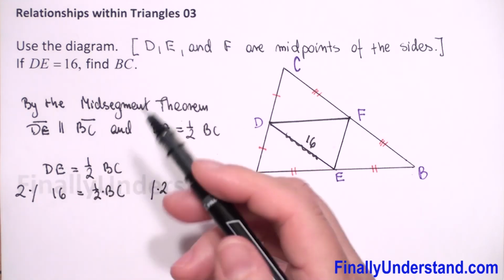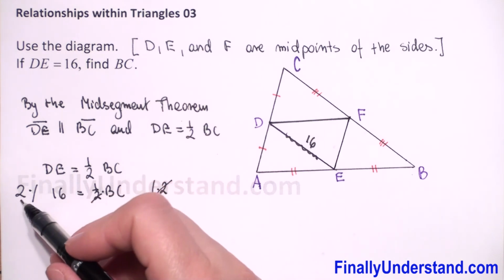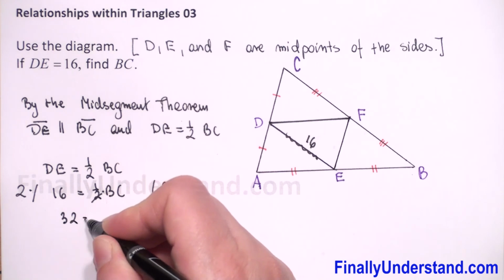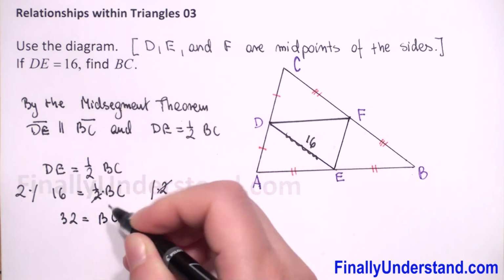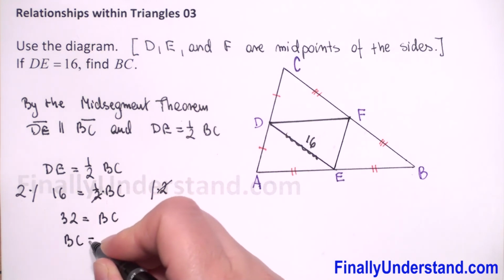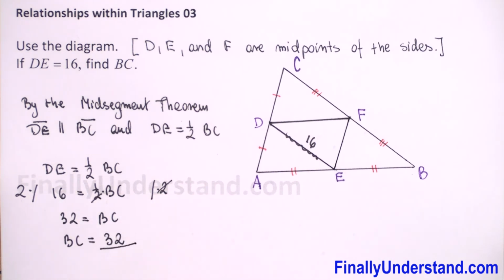So 2 and 2 we can reduce, and we have 2 times 16 is 32, equal to BC. We can rewrite this, so we have BC is equal to 32. This is my solution.